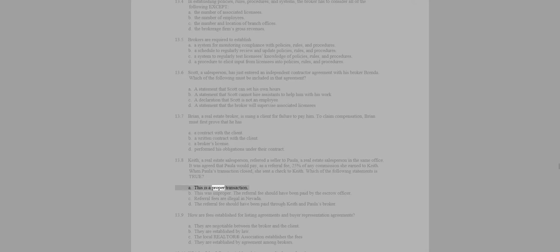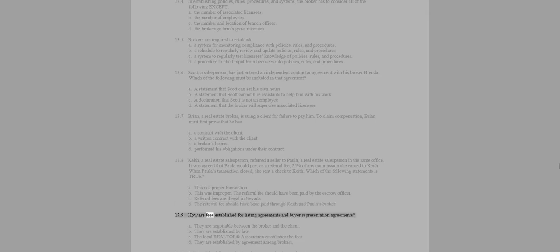A. This is a proper transaction. B. This was improper. The referral fee should have been paid by the escrow officer. C. Referral fees are illegal in Nevada. D. The referral fee should have been paid through Keith and Paula's broker.